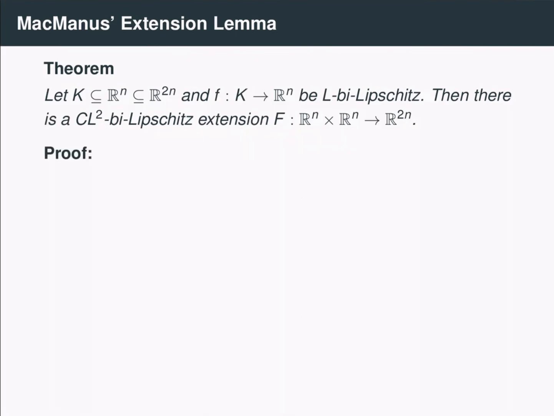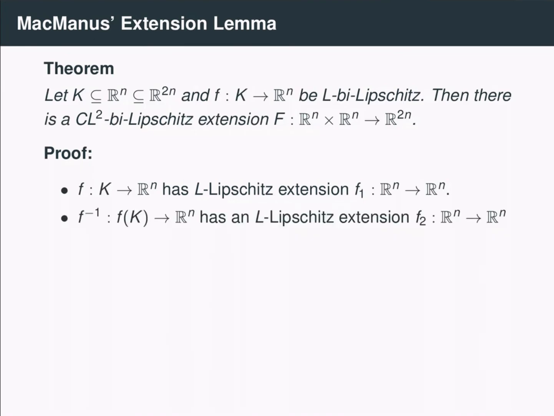And the proof of this is not too difficult. I'll just show a little bit of details and you can verify the rest on your own. So first of all, observe that since the function f is bi-Lipschitz, it's Lipschitz, which means that it has a Lipschitz extension, which we'll call f1. Similarly, the inverse of this map, defined on the image of K under f, has a Lipschitz extension as well, and we'll denote that function f sub 2.